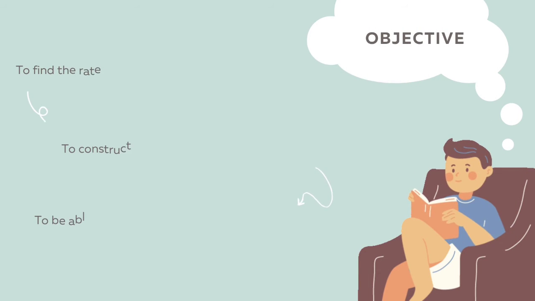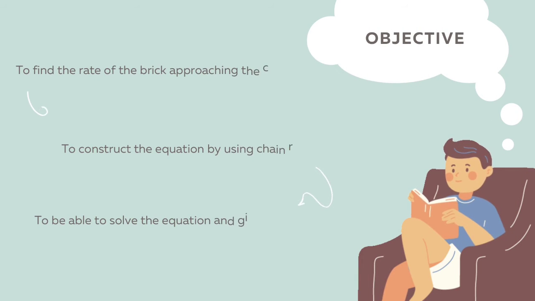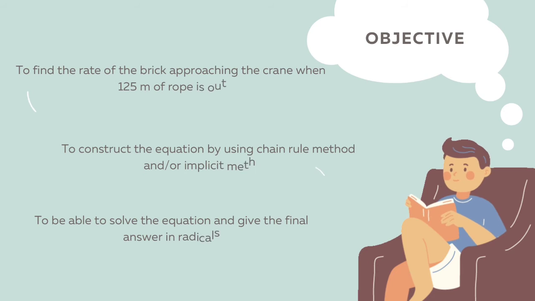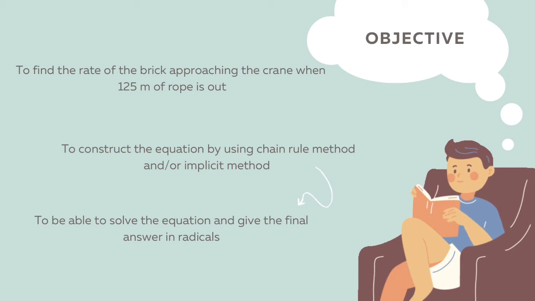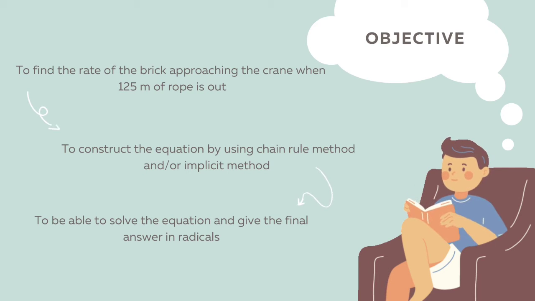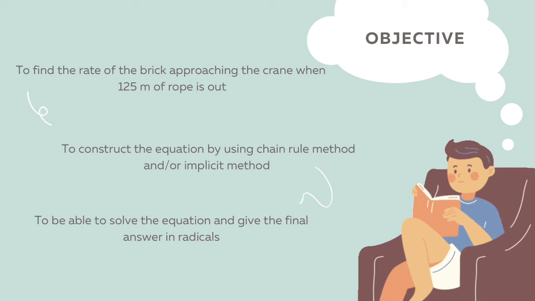Next is the objective. The first objective is to find the rate of the braid approaching the crane when 125 meters of rope is out. The second one is to construct the equation by using the chain rule method and or implicit method. And the last one is to be able to solve the equation and give the final answer in radicals.